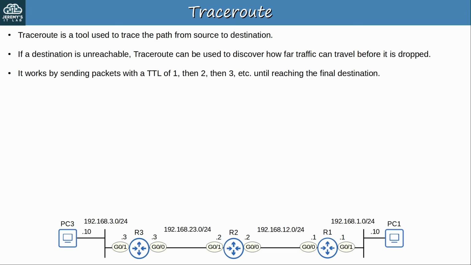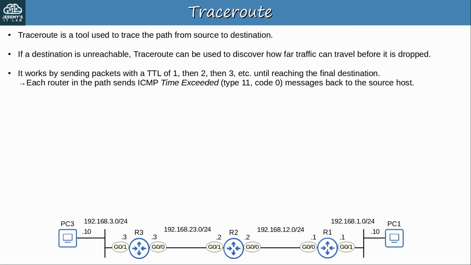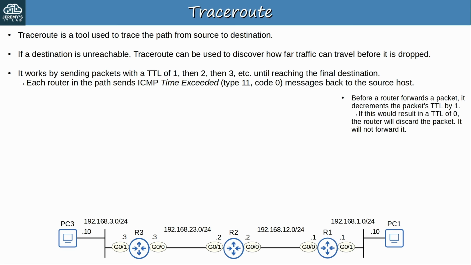Traceroute works by sending packets with a TTL of 1, then 2, then 3, etc., until reaching the final destination. And each router in the path sends ICMP time exceeded messages back to the source. Those are ICMP type 11, code 0. As I mentioned in the ICMP video, before a router forwards a packet, it decrements the packet's TTL by 1. And if this would result in a TTL of 0, the router will discard the packet. It will not forward it. Then it will, of course, send a time exceeded message back to the packet source.